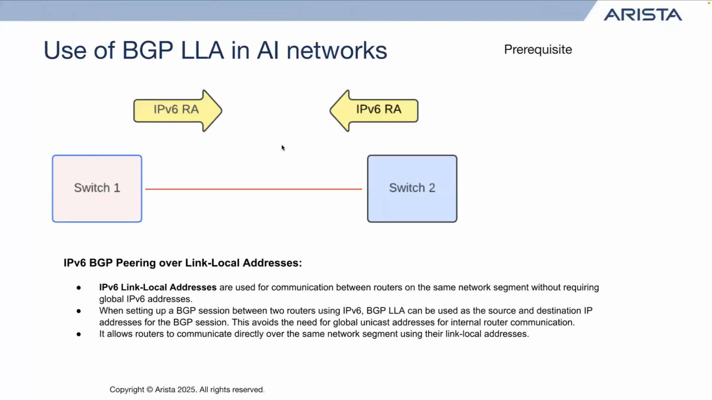Now, using IPv6 LLA makes the communication between the peers in the same segment possible without the need of any explicit global IP configuration. BGP LLA is really useful in networks with high ECMP links, as it uses the link local addresses for BGP peering without the need of configuring any IP explicitly. This allows the routers to communicate directly over the same network segment using their link local addresses.